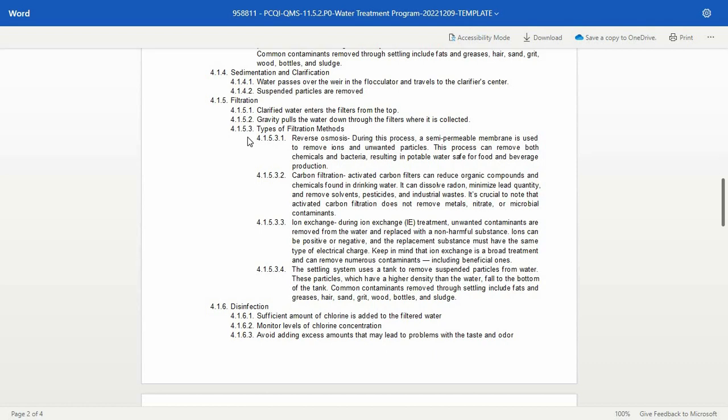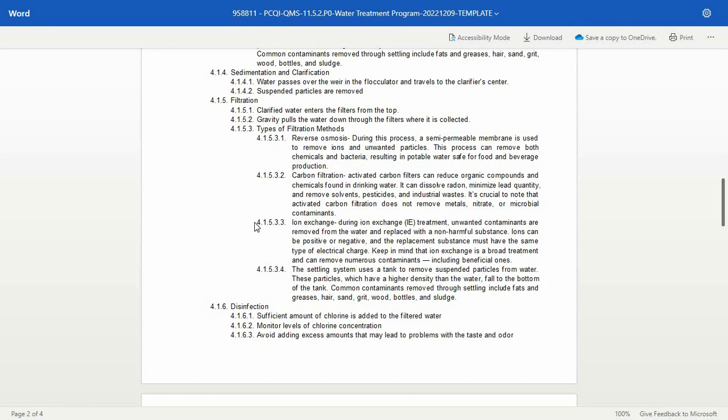Reverse osmosis. During this process, a semi-permeable membrane is used to remove ions and unwanted particles. This process can remove both chemicals and bacteria, resulting in potable water safe for food and beverage production. 2. Carbon filtration. Activated carbon filters can reduce organic compounds and chemicals found in drinking water. It can dissolve radon, minimize lead quantity, and remove solvents, pesticides, and industrial wastes. It's crucial to note that activated carbon filtration does not remove metals, nitrate, or microbial contaminants.